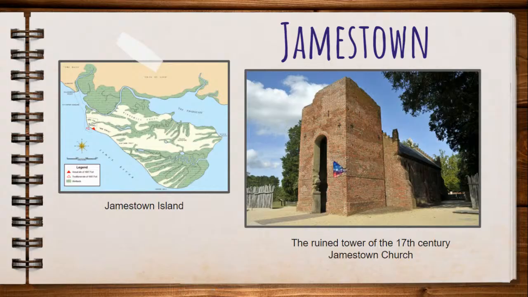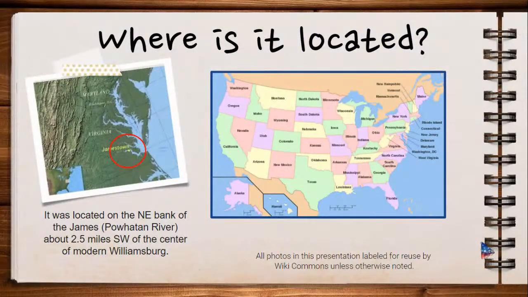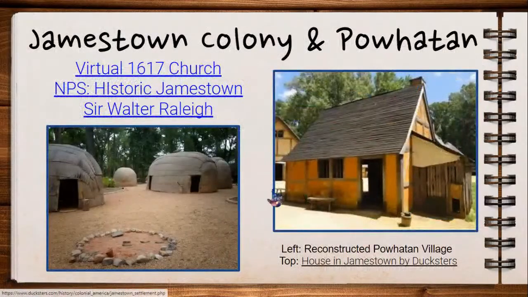This is a picture of a ruined tower of the 17th century church in Jamestown. And this is a current picture. This is what it looks like right now. So there are still some structures standing. Now, where is it located? Let's see, right there. Right there, Jamestown, Virginia. It was located on the northeast bank of the James or the Powhatan River, about 2.5 miles southwest of what is now modern Williamsburg.